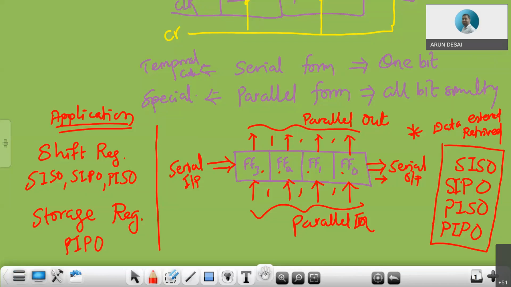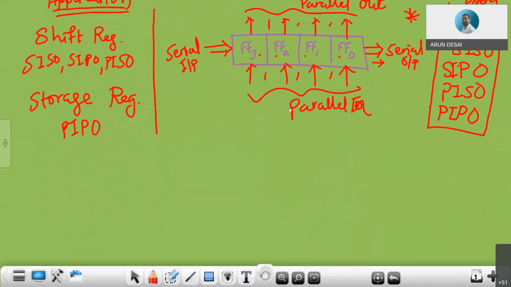Based on that, there are four types available. That is serial in, serial out; serial in, parallel out; parallel in, serial out; and parallel in, parallel out. And based on applications, we have two types of registers. One is shift register, one is storage register. In a shift register, data is shifted between the flip-flops available in the register. That means data is shifted from one flip-flop to another, right?